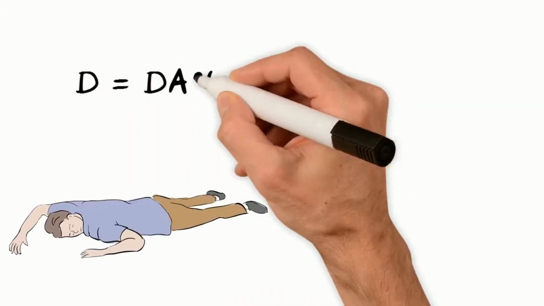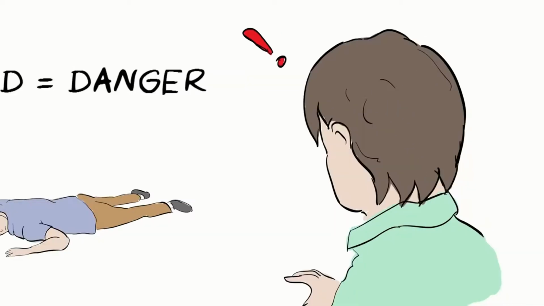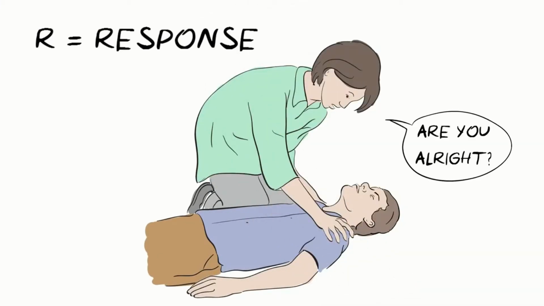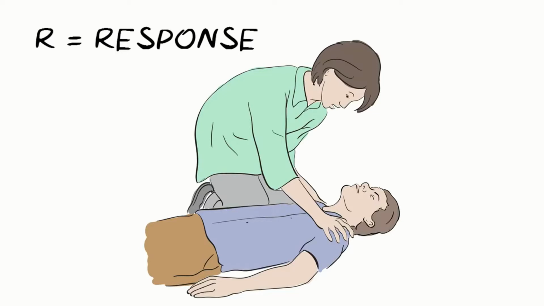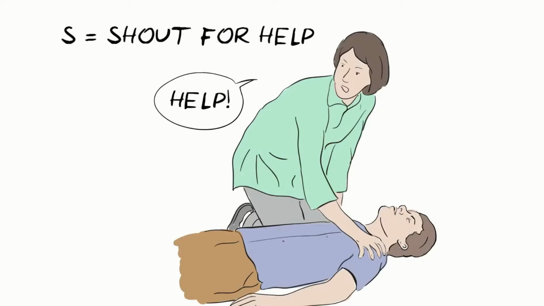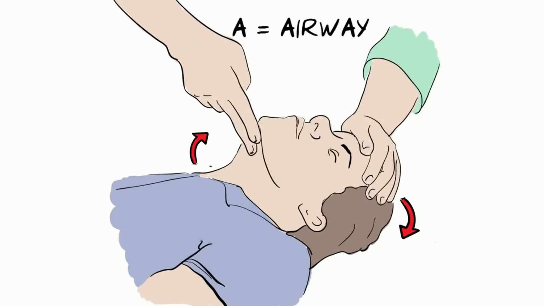D is for danger. First, look around carefully to make sure the area is safe for yourself and others before approaching. R is for response. Shake them gently by the shoulders and ask them loudly, "Are you all right?" If there is no response, you need to. S, shout for help, as any assistance will be helpful. A is for airway. Gently tilt the head back like this to open up the airway.